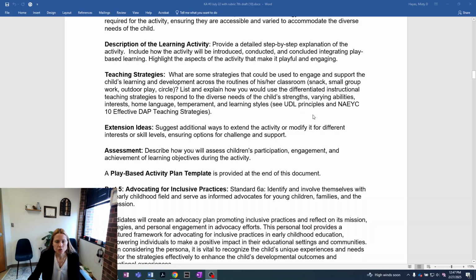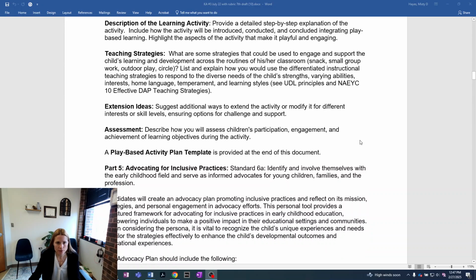The next one is your teaching strategies, right? Think back up to part 3, where you listed some responsive teaching strategies. Think about those when you're looking at this play-based learning activity. So what are some strategies that could be used to engage and support the child's learning and development across the routines of his or her classroom? So think about the snack. Maybe you're doing small group work, outdoor play, circle. Remember, it depends upon your child persona.